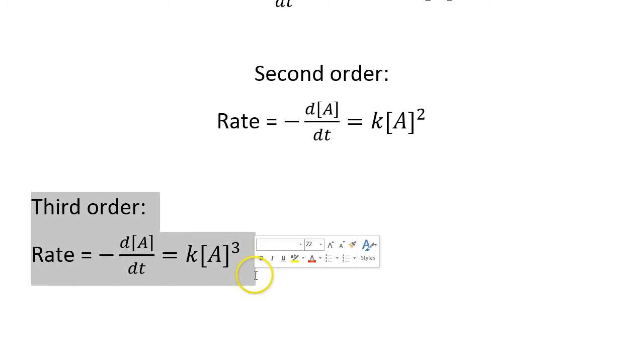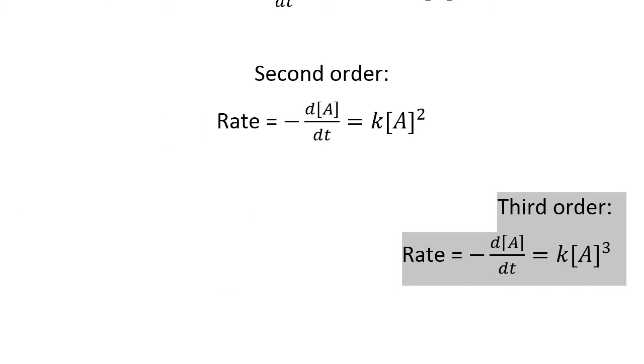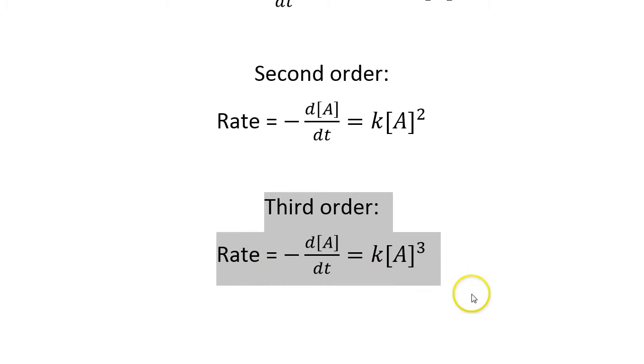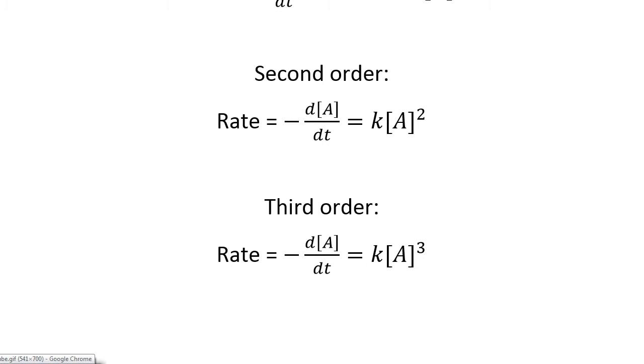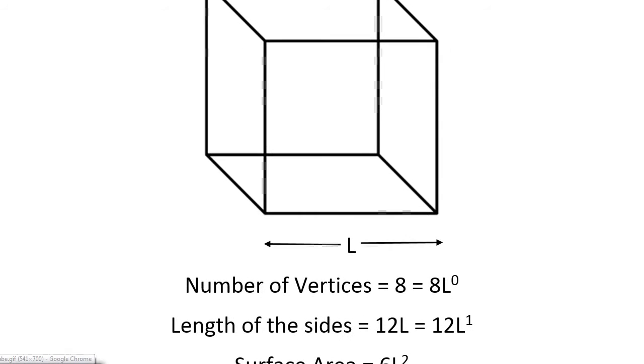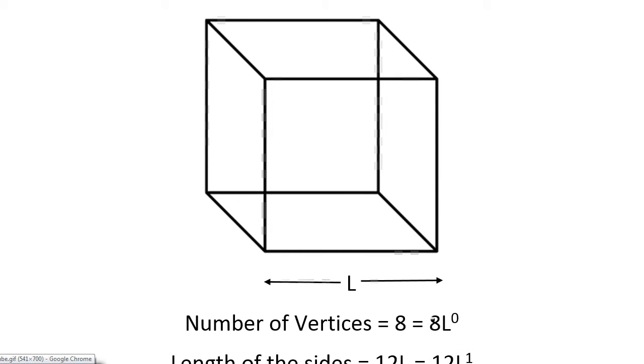Now for a third order reaction, which are kind of rare, the rate depends on the cube of the concentration. So doubling the concentration of A would make the rate go up eightfold. Now the analogy that I like to use is a cube. A cube has various properties. It has vertices, it has sides, it has surface area, and it has volume.